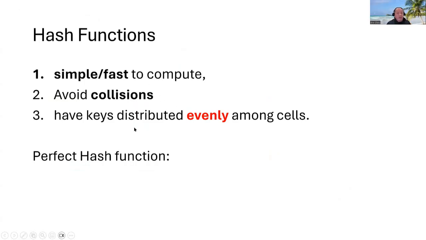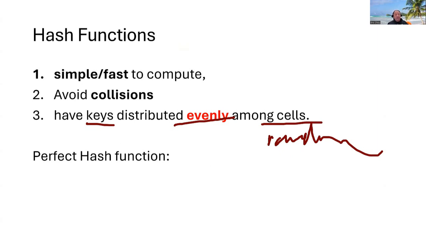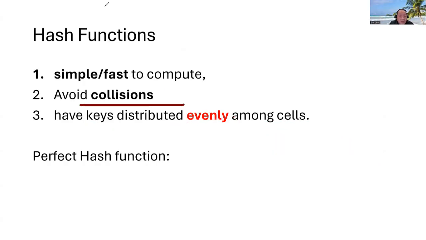A hash function usually tries to hash the keys evenly distributed among the cells, so usually it is like a random number generator. It tries to be fair, but it can never be always fair, so there will be some collision.